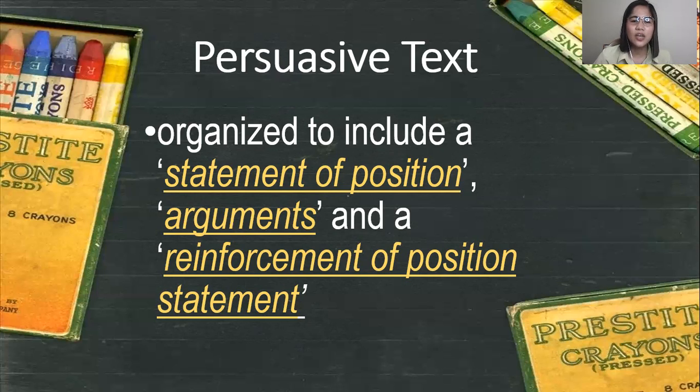The second one is arguments. In our arguments, this is where the reasons are found. Basically, a persuasive text must have at least 3 reasons. I've said earlier that in the statement of position, the main thesis is found there, the main reason of your statement of position. In arguments, these are the reasons, 3 reasons.